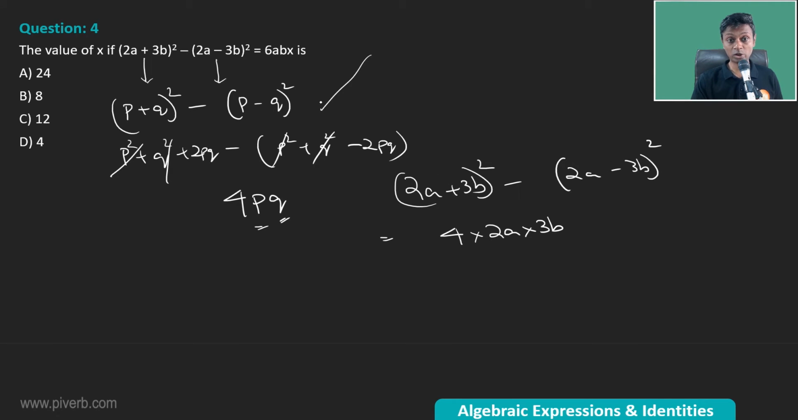We've seen how that works here. So the difference is 4 into 2 into 3, 24ab. It is given to be 6abx, so x is 24 by 6, which is 4.